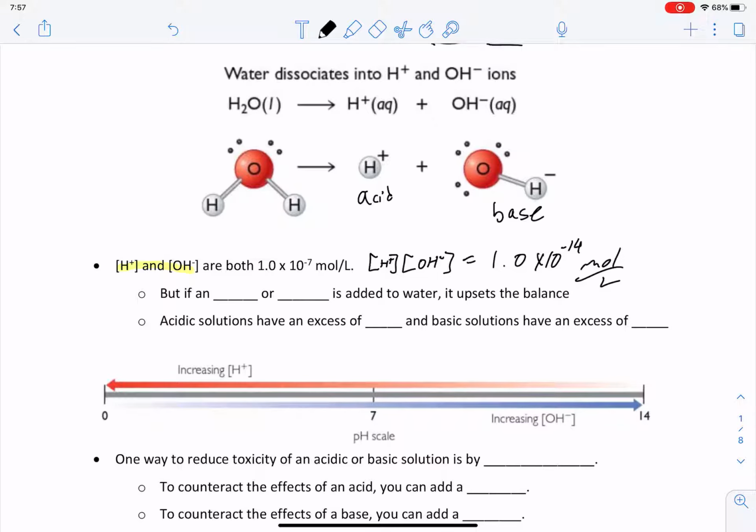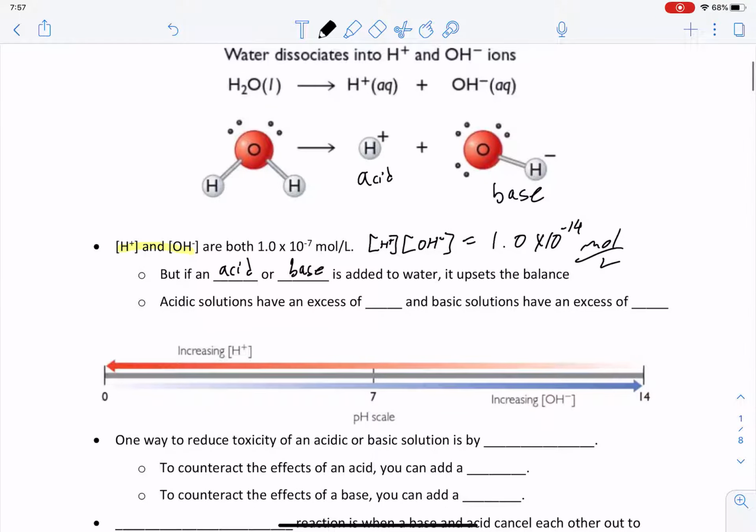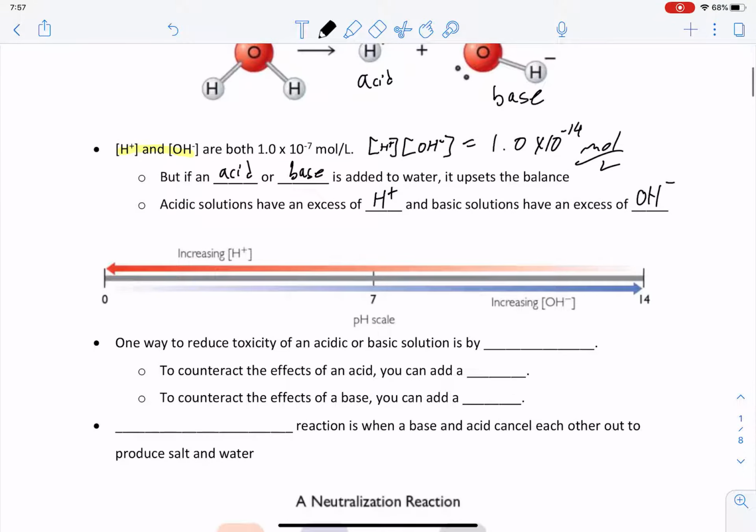But if an acid or base is added to water, it upsets the balance. Acidic solutions have an excess of hydrogen or H+ ions, and basic solutions have an excess of OH. So as we see in this scale, as we increase hydrogens, we go from 7 to 1, right? Or neutral to acidic. If we are increasing hydroxide, we're going from 7 to 14, which is going to be more basic.